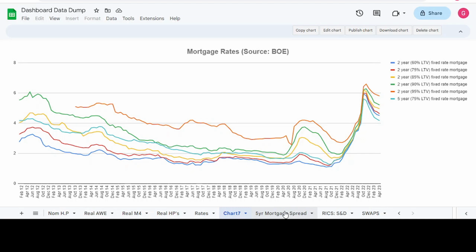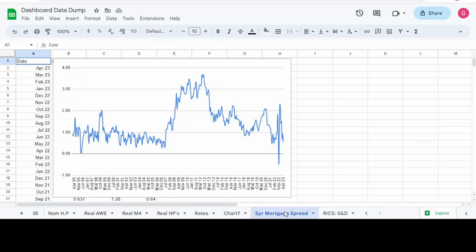I've then used these rates to plot a mortgage spread. This is the difference between the yield on the 5-year government bond and the 5-year mortgage rate. And we can see that spread coming down. So historically, a low and sustained fall in the mortgage spread has meant real growth in the UK housing market and indeed then prices.